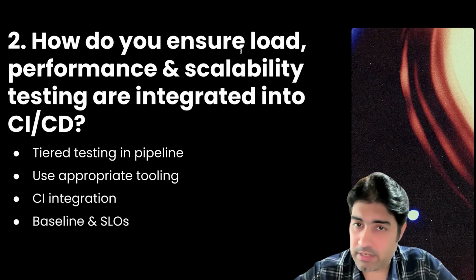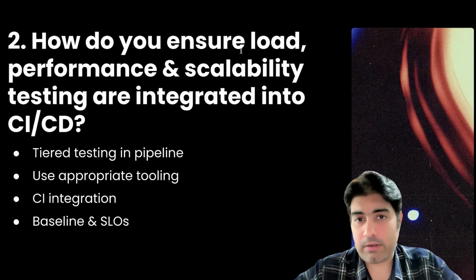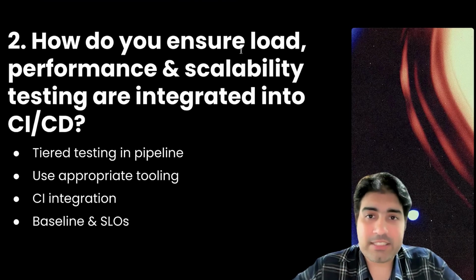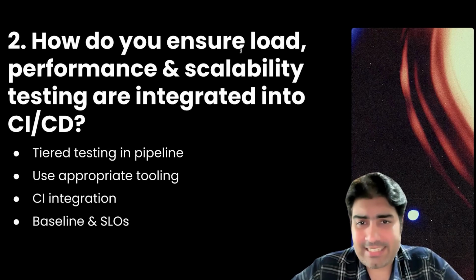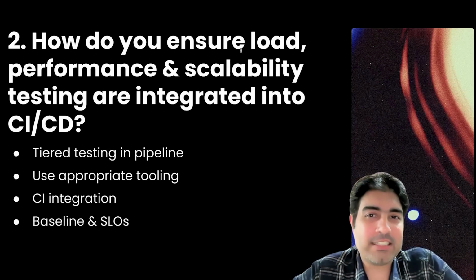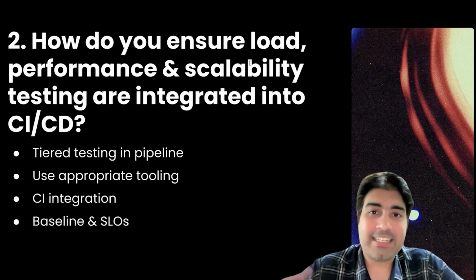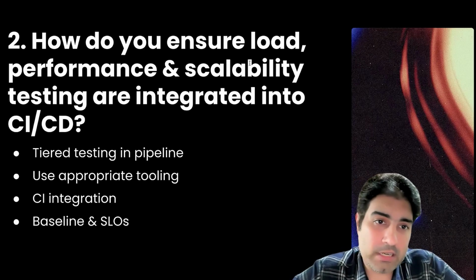Baseline and SLOs. Keep the baselines in a metric store and set thresholds like service level objectives, SLOs. If a pipeline run breaches SLOs, like a P95 latency spike, or the error rate is greater than the threshold, mark the build as failed.